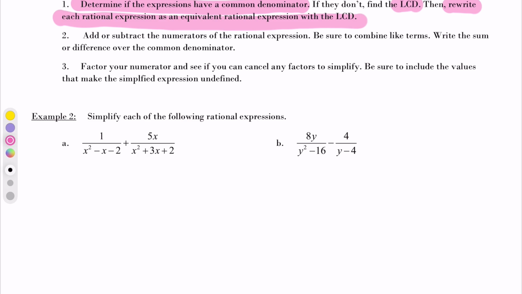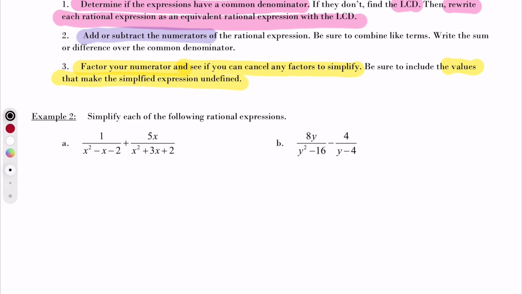Then, now that they've got the same denominator, we'll just add or subtract the numerators, depending on what we're being asked to do. And we'll combine like terms. And then the last step would be that maybe the numerator can be factored, and maybe we can cancel factors in the end. It would be somewhat rare, but it does happen. Just like we did in the previous lesson, you have to state what values this is undefined for. I'm actually glad I did that. Let's do some work. You'll always pretty much want to factor any denominator that is present.